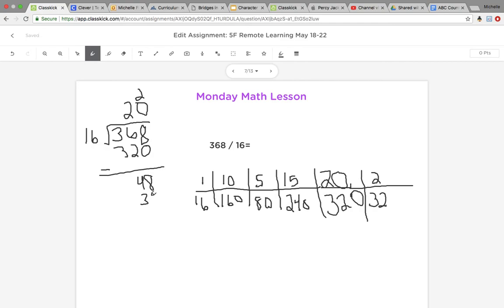I'll subtract my 32. And I'm going to have 16 left. Well, that one's easy. We know that 16 goes into 16 one time. So now, to find my answer, I need to add up all three of these numbers. So 1 plus 2 is 3. 3 plus 20 is 23.